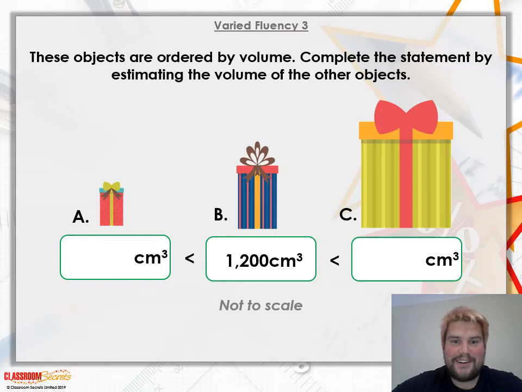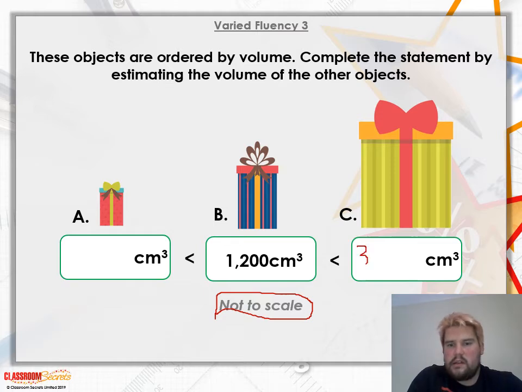These objects are ordered by volume. Complete the statement by estimating the volume of the other objects. Not to scale. Very important. Not to scale. Don't think about how big they are. All we're looking at here is logically, what's this? Maybe twice, 3 times the size. Something like so C is about 3 times the size of B. So I don't know. Let's go 3,600. It looks about that to me.